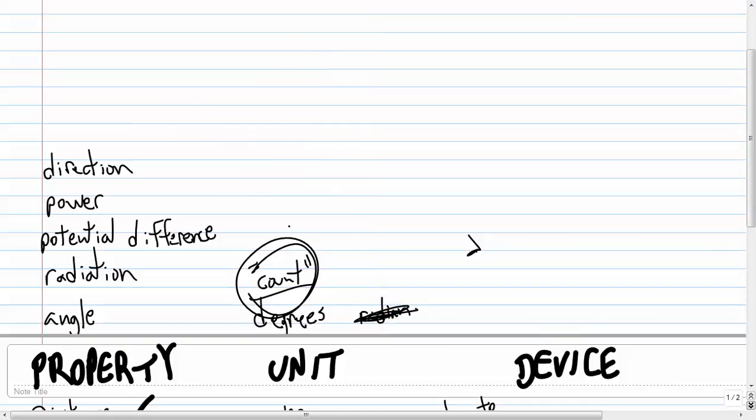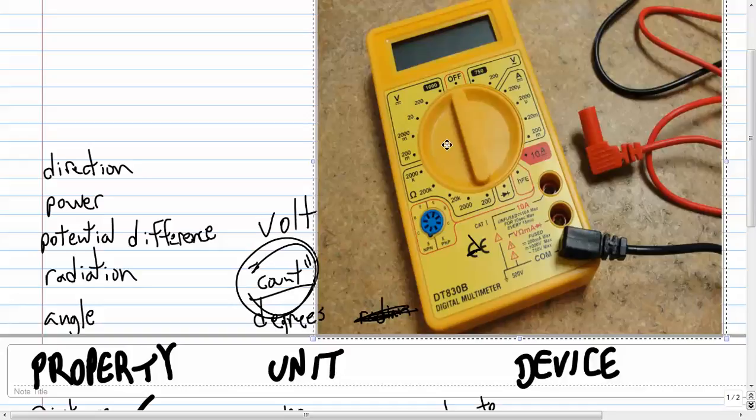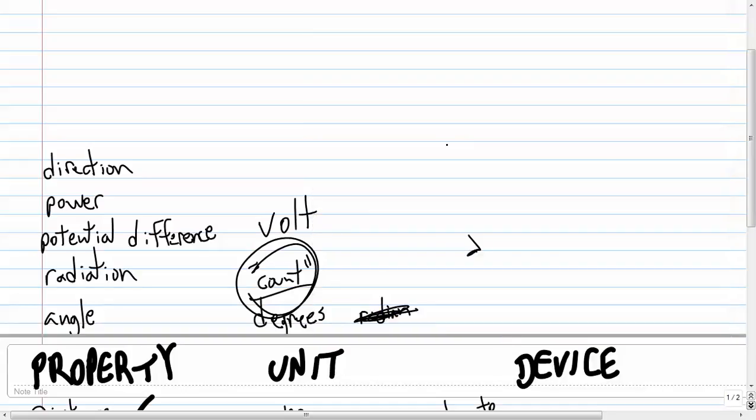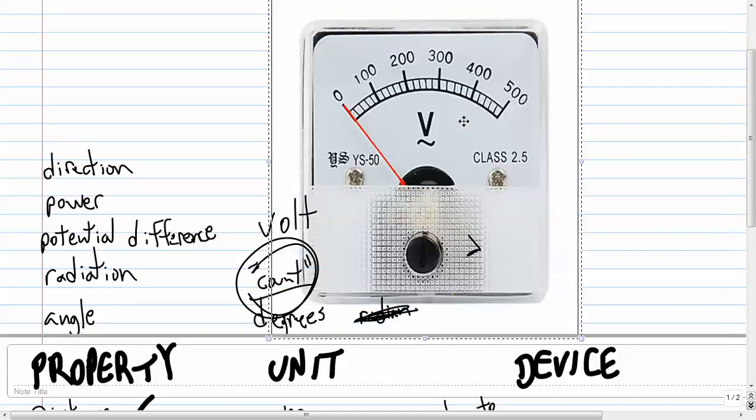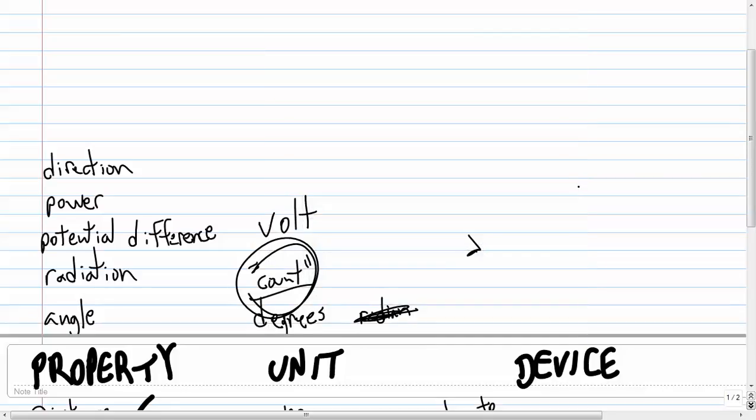Potential difference, that's a fancy word for voltage, and we measure potential difference with the volt. So that's one of those things that you can measure with a multimeter, or if you have something specifically made to measure volts, you would call it a voltmeter. So it's measured with a voltmeter. Only 2 left to go here.